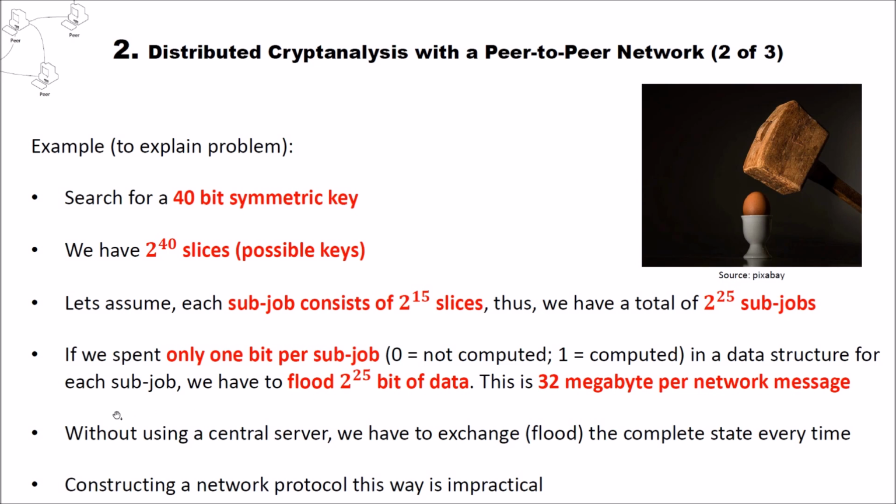And of course we have to flood to our direct neighbors, because without a central server we have to flood the complete state, so the complete 2^25 bits of data every time. And constructing a network protocol this way is impractical, because let's assume we have 1000 peers, then every peer floods, that means we have 32 gigabytes of data every time the network is updated.